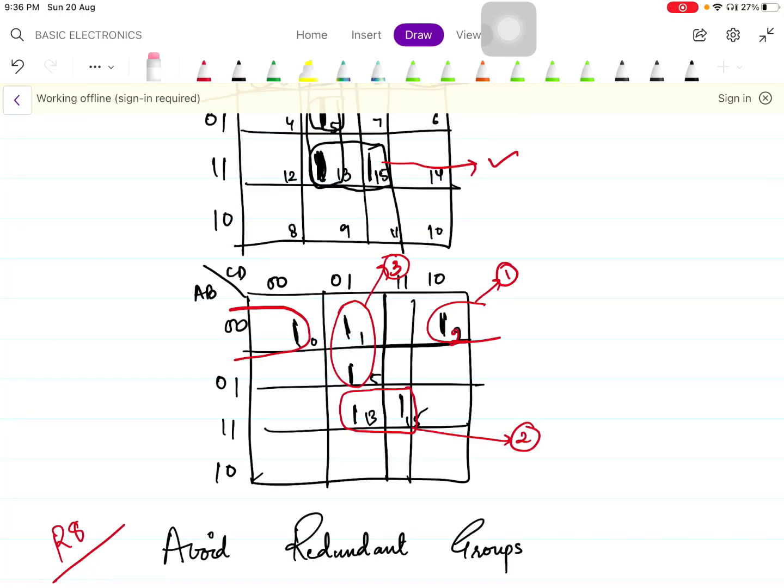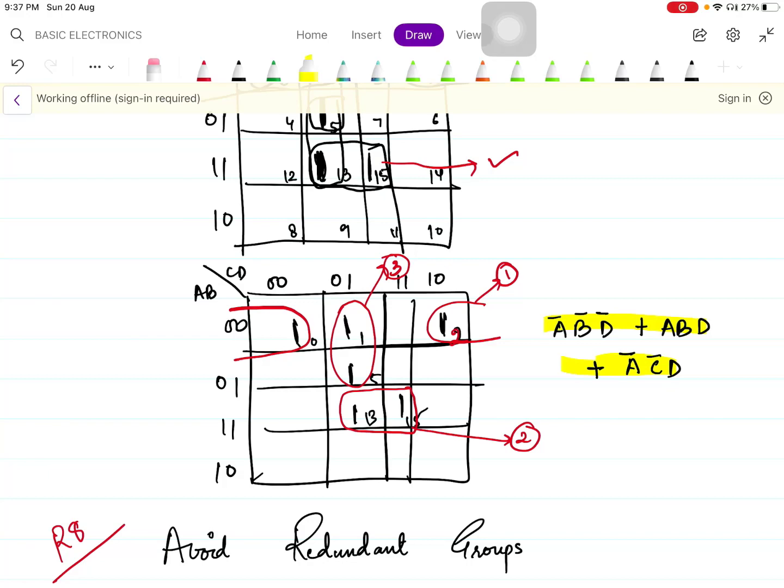So let us now write the answers for these three groups that we have made. For the first group, the answer will be A bar B bar, then we go to CD, and from CD, D bar is common. Next, the second group: from AB we get AB, and from the CD part we get D. Then for the third group, from AB we get A bar, and from CD we get C bar D. So this is the final answer for this particular question.